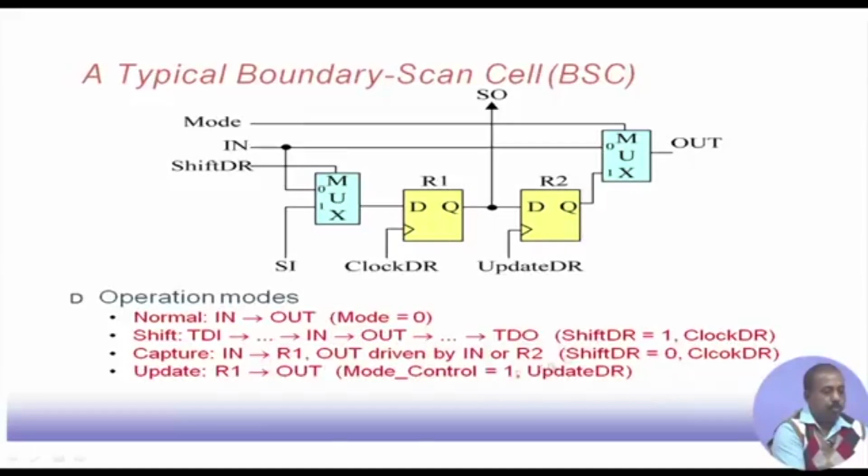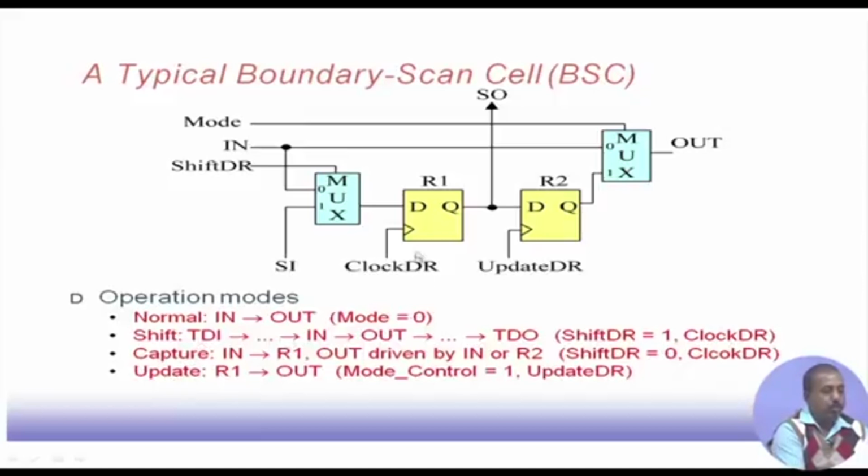Then in capture mode, shift DR is equal to 0 and clock DR equal to 1. Shift DR equal to 0 means whatever is coming on this input line will be put into this multiplexer and will come to this register R1. So, essentially in shift mode the test pattern is being shifted via this line, and in the capture mode whatever be the circuit output is being captured via this input line, from in to this multiplexer to this R1. So, that is the shift and capture mode. One is mode 0, then shift mode, then the capture mode.